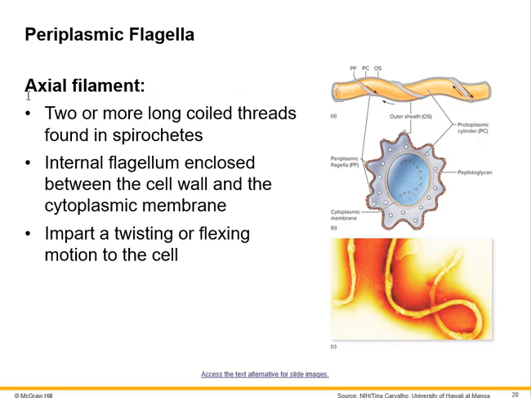Periplasmic flagella, also called axial filaments, also called endoflagellum, are found in spirochetes, and there are 2 or more long coiled threads that run the distance of the organism, between the cell wall and the cell membrane. So it's internal, it's not external, and they give this flexing or twisting motion to the cell.